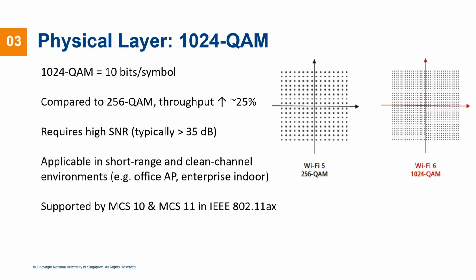And next is 1024 QAM. Wi-Fi 6 introduces two new modulation and coding schemes, MCS 10 and MCS 11. They correspond to modulations of 1024 QAM. 10 bits of data are transmitted per symbol, just as the figure shows. This represents a 25% increase in data transfer performance over Wi-Fi 5, with up to 256 QAM modulation. But this kind of improvement needs a more ideal case, where signal strength is high enough and the noise level is low enough. It means that the SNR should be large. For this characteristic, 1024 QAM is mainly used in environments with short communication distances and good link quality.